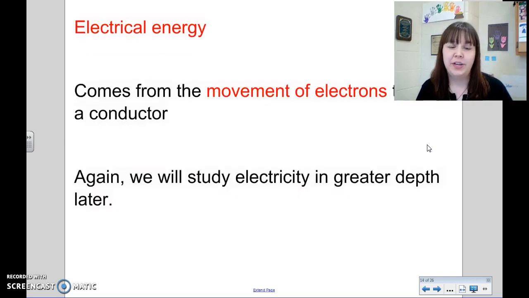And electrical energy. Electrical energy is the movement of electrons, free electrons, through a conductor. And often we think about electrons that are flowing through a battery or through a wire. And we'll talk more about electricity and electrical energy in a whole unit. We'll get into much greater depth on this. But we just wanted to introduce it as a type of energy. It's the movement of electrons from one place to another.